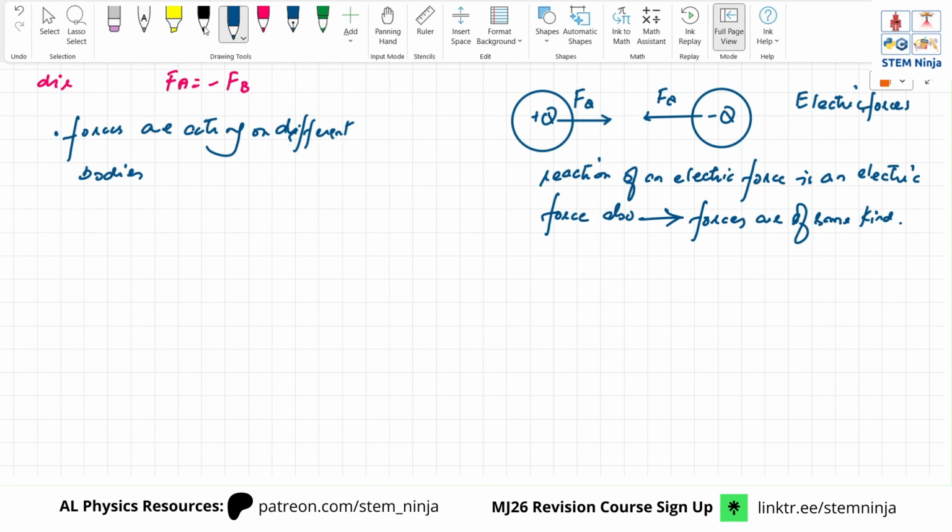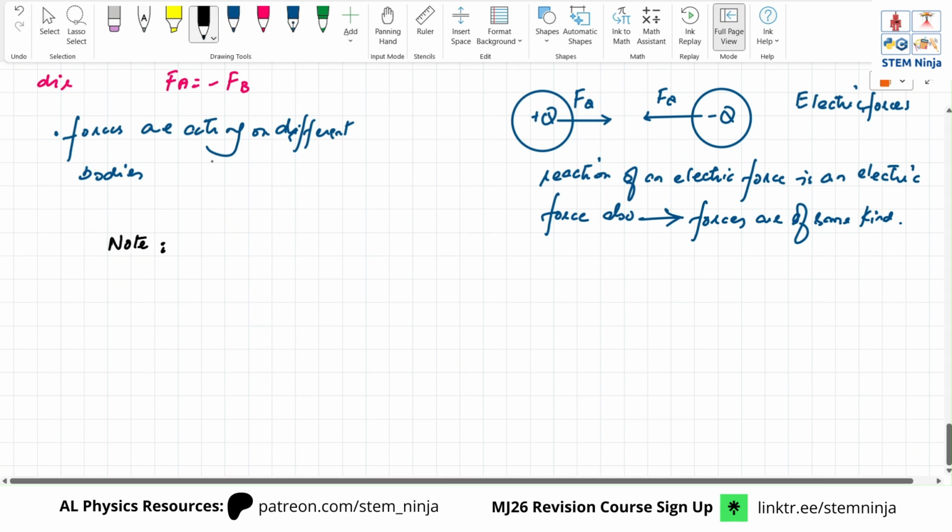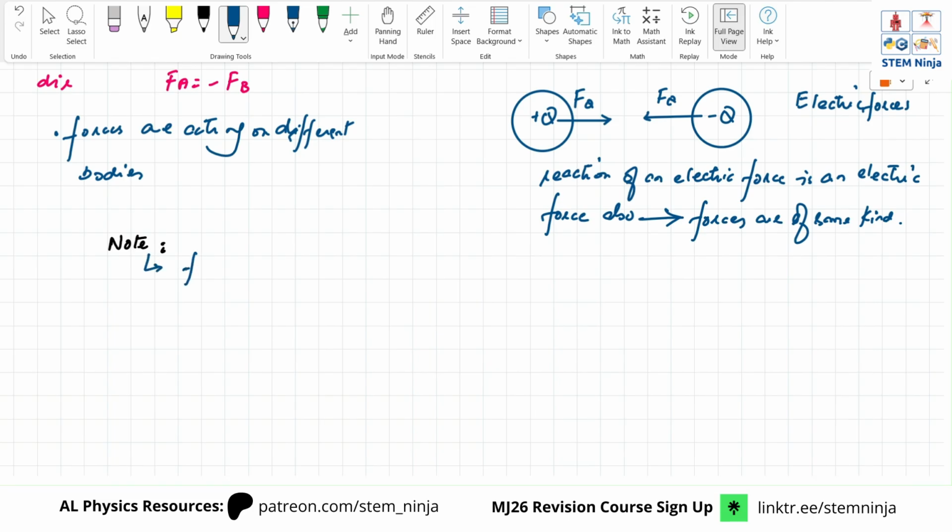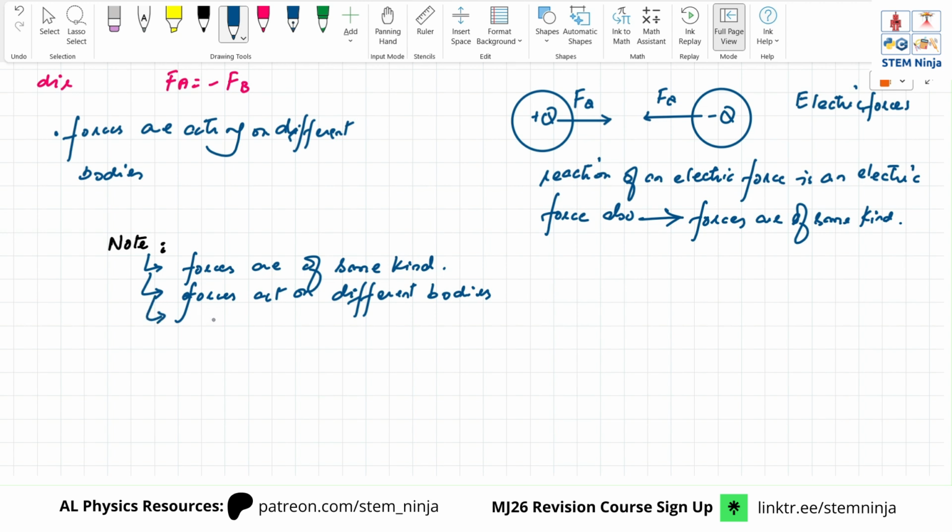So the points to note over here. We already know that the forces are of the same kind, act on different bodies, and have equal magnitudes but opposite direction.